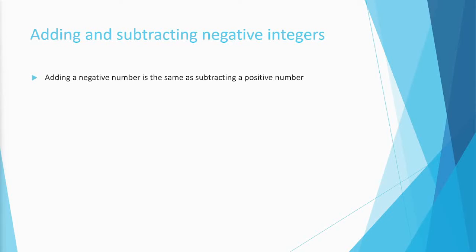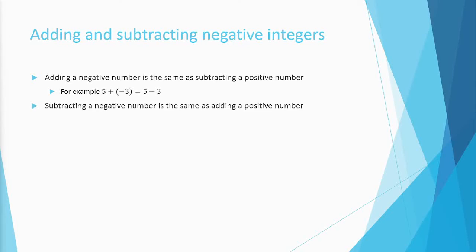So if we're adding a negative number, this is the same as subtracting a positive number. So here I have 5 + (-3), and that's the same as 5 - 3. Now, subtracting a negative number is the same as adding a positive number. So I've got 5 - (-2), and this is really the same as 5 + 2.